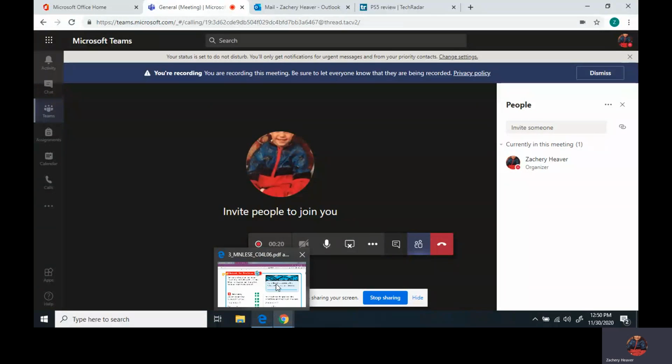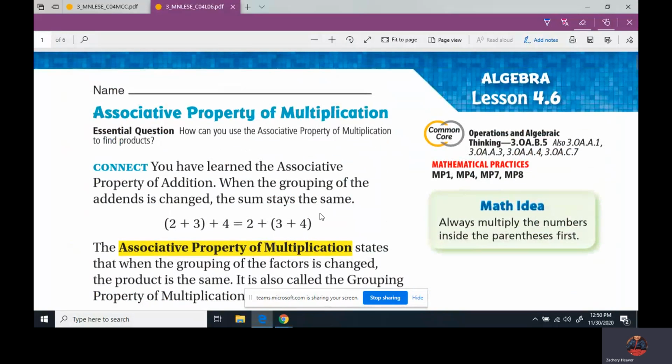All right. So right now we're going to look at lesson 4.6. And just like we did, I'll do the lesson check on Schoology. But lesson 4.6 talks about the associative property of addition.